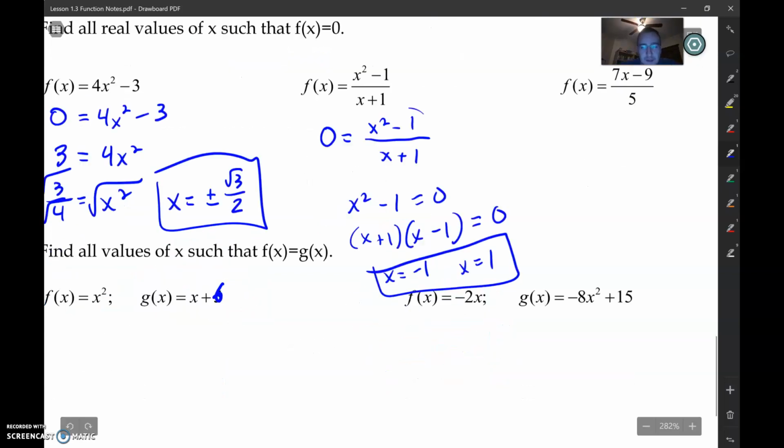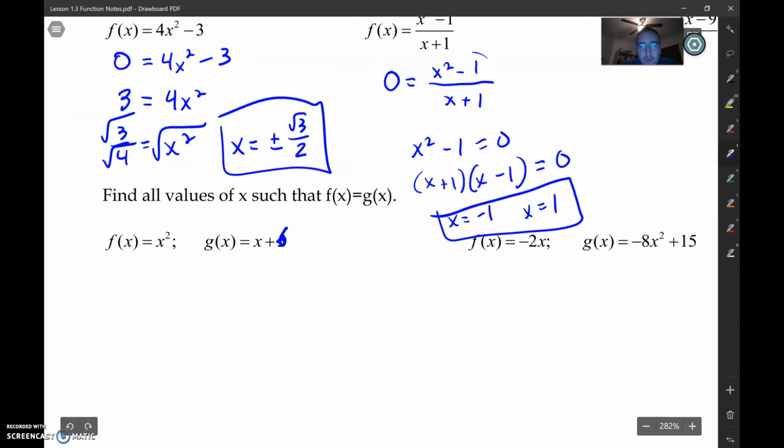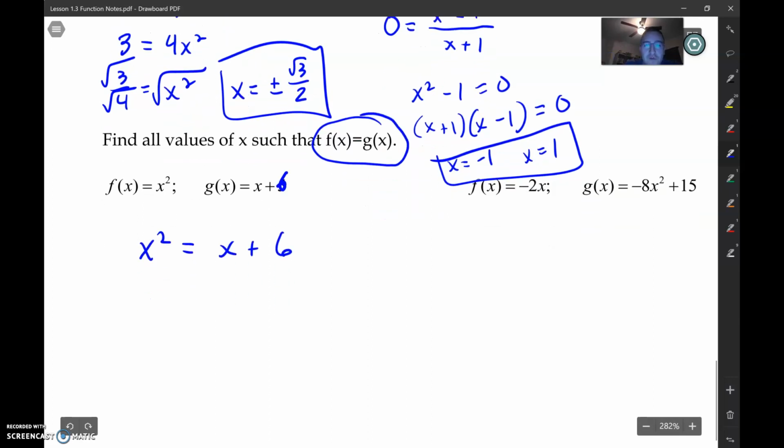All right, uno más. Find all values of x such that f of x is equal to g of x. Fancy math lingo. It's just saying, tell me the x value where f and g meet. That's all it's looking for. So how do we find that? We literally set up an equation. If f of x is x squared and g of x is x plus 6, let's set x squared equal to x plus 6, solve using algebra, and we will find our answer of when they connect.